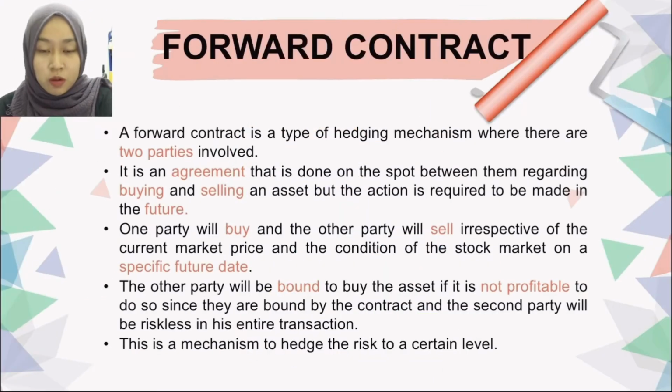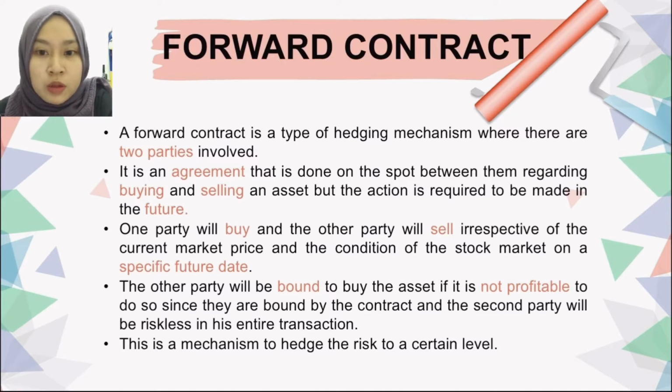The first type of derivative that we will discuss is the forward contract. A forward contract is a type of hedging mechanism where two parties are involved. It is an agreement that is made on the spot between the two parties regarding buying and selling an asset, but the action will be required to be made in the future. So one party will buy and the other party will sell irrespective of the current market price and the condition of the stock market on the specific future date.